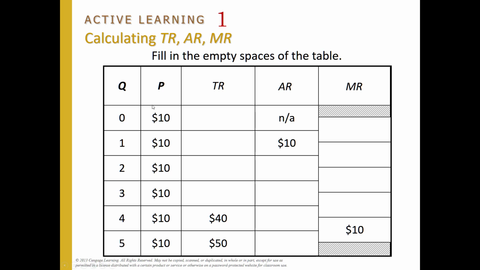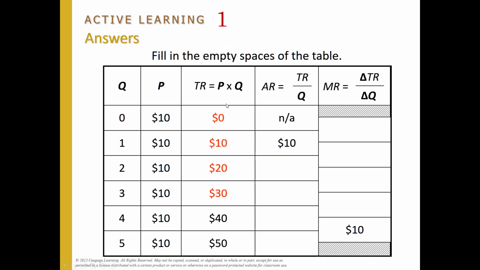So let's say that if you produce 0, 1, 2, 3, 4, 5 units, the price is always the same, 10, 10, 10, 10, 10. How do you calculate total revenue? It is quantity times price. If you produce nothing, your revenue is 0. If you produce and sell 1 unit, revenue is 10. If you produce and sell 2 units, revenue is 20, etc.